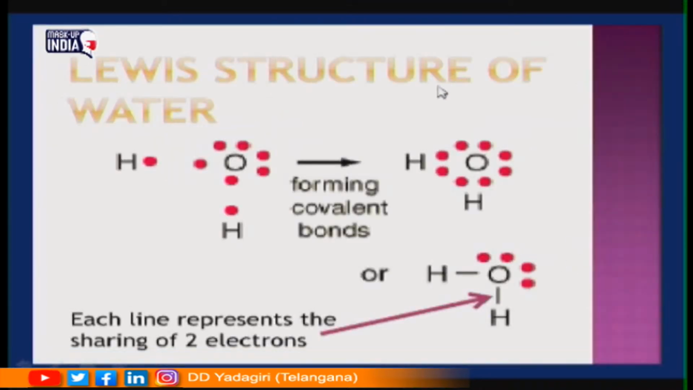So children, let us see the Lewis structure of the water molecule. Hydrogen contributing 1 electron, 2 hydrogen atoms contributing 2 electrons. Now the oxygen atom, you can see it has 6 valence electrons, and now they are sharing a pair of electrons between hydrogen and oxygen and between this oxygen and hydrogen, and thus each line represents the sharing of 2 electrons. Thus a pair of electrons is shared between hydrogen and oxygen, forming a single covalent bond. So this is the water molecule formed due to the sharing of electrons between hydrogen and oxygen.